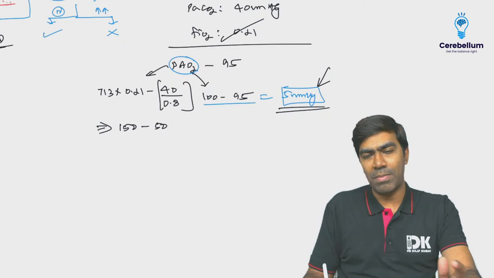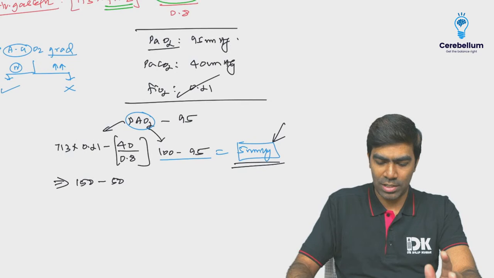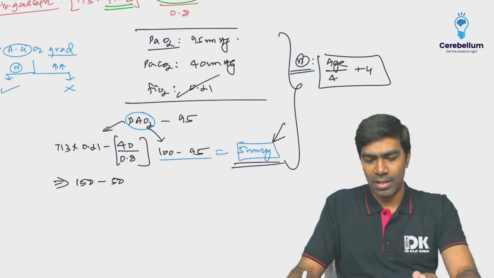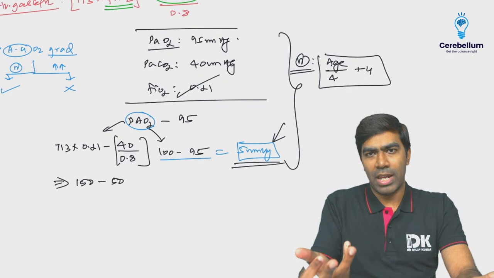So how much should be the normal A-a gradient? Now next question. So what is the normal A-a gradient? Generally, no textbooks will give you an exact value. They will say the normal A-a gradient is age divided by 4 plus 4. This is the normal A-a gradient. So for example, if your age is maybe 28, let us assume, 28 by 4 is 7. 7 plus 4 is 11.